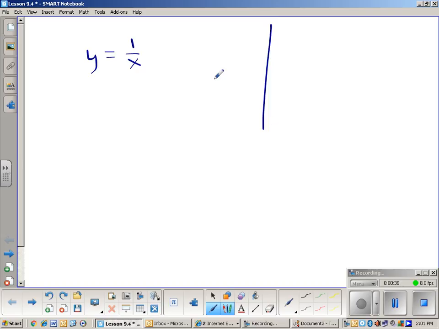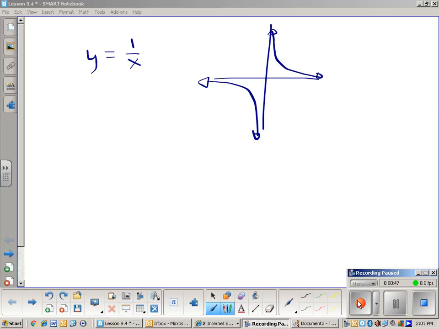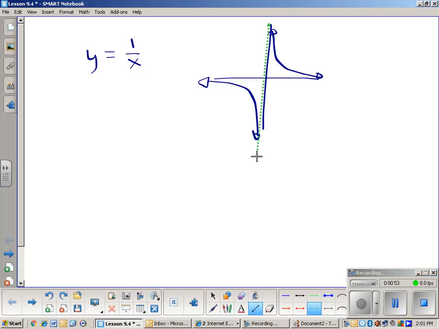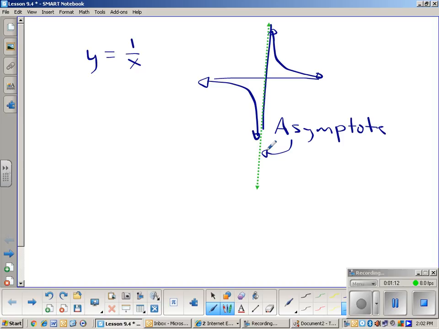Do we agree with that? Yeah. Okay, that's what it looks like. So what's happening right here? We have an asymptote going on there, don't we? Okay? That's an asymptote. It is right there. Okay? And where's it at?